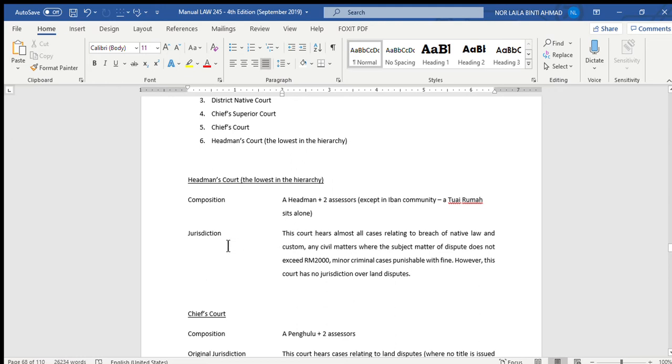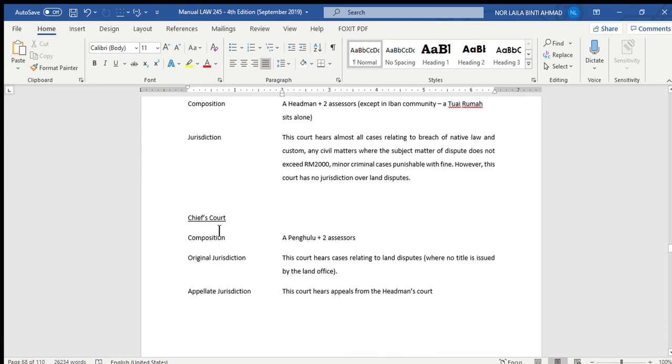In terms of its jurisdiction, this court hears almost all cases relating to a breach of native law and custom, any civil matters where the subject matter of dispute does not exceed 2,000 ringgit, minor criminal cases punishable with fine. However, this court has no jurisdiction over land disputes. Next, the Chief Court. Chief Court only has two jurisdictions, original and appellate jurisdiction. In terms of its composition, one penghulu and two assessors.